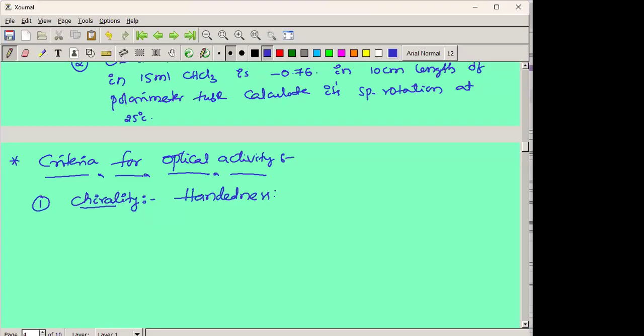All right. Chirality is nothing but handedness. What is meant by handedness? I will give it here clearly. Optical activity was first noticed by Biot.